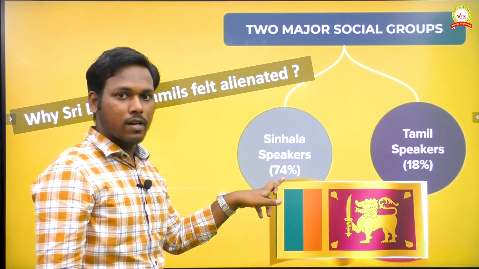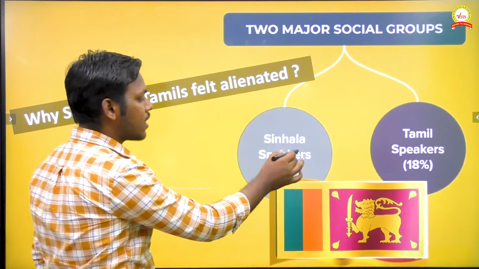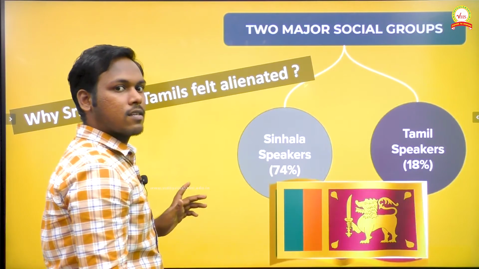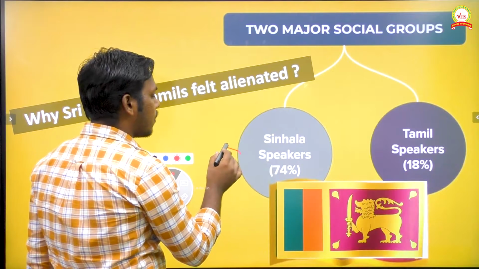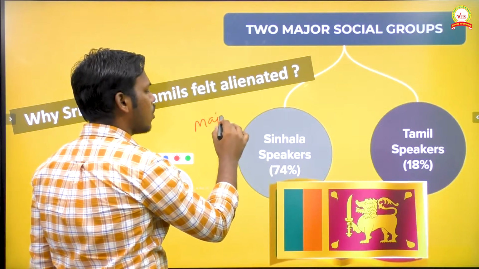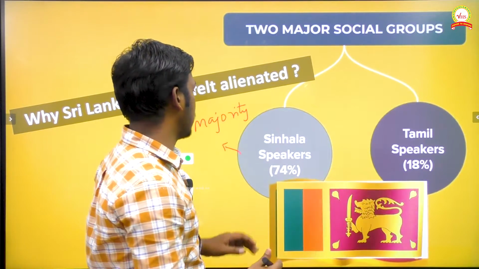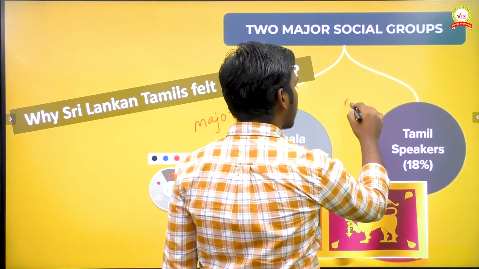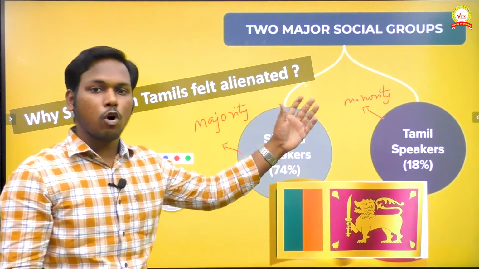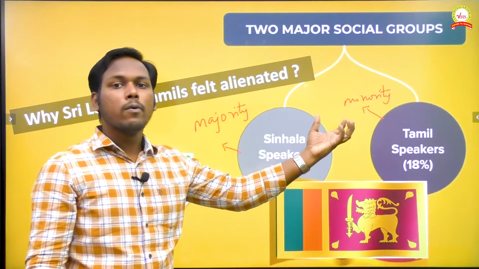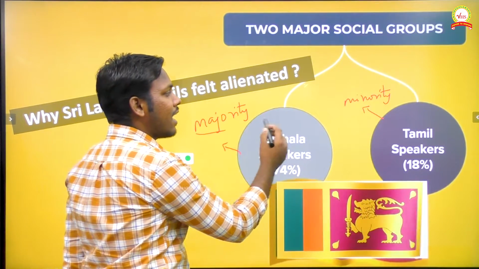In the case of Sinhala speakers and Tamil speakers, you can see the difference now. Sinhala speakers are actually 74%. They are said to be the majority people. Okay, so they are the majority. Always, guys, when you look at majority and minority, they will definitely have a conflict. It's a well-known factor. They will try to dominate other people, they will try to pull them down. The same thing happened in Sri Lanka also, between the majority and minority.